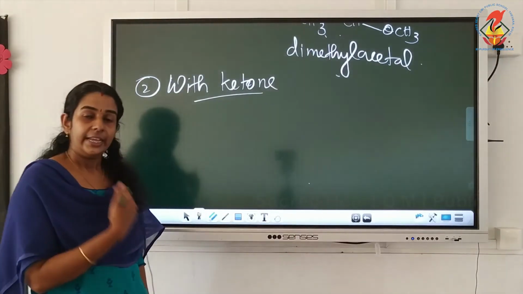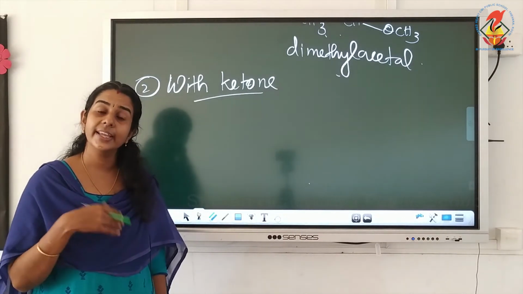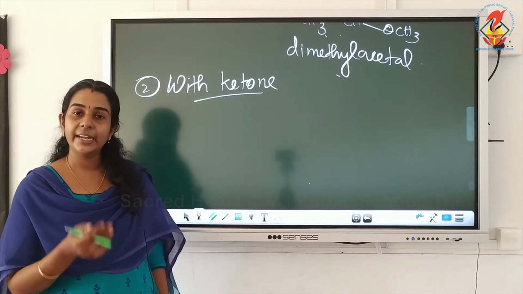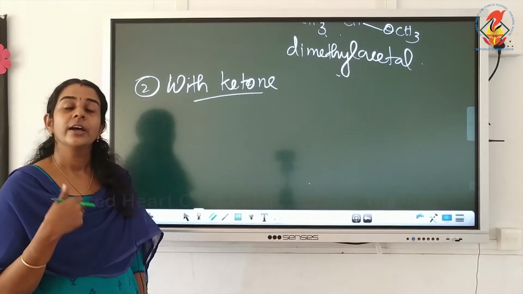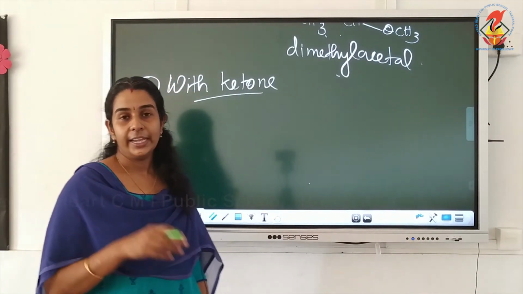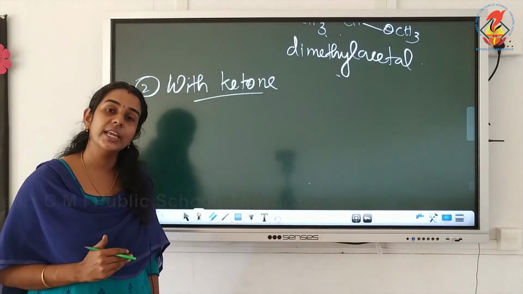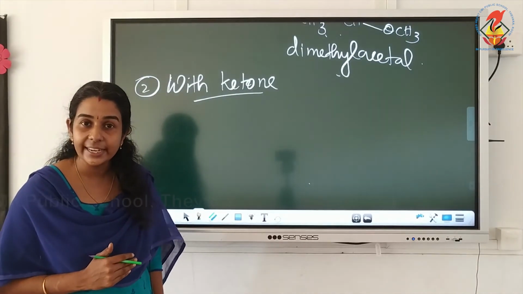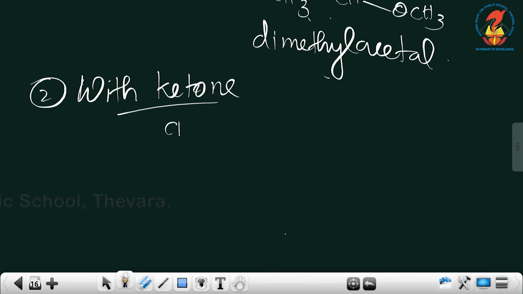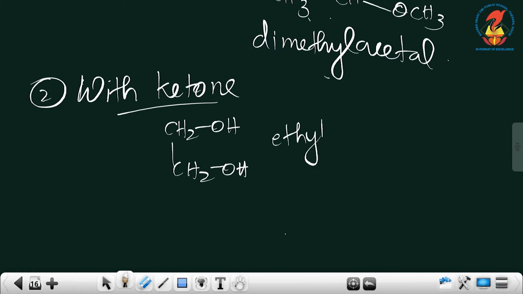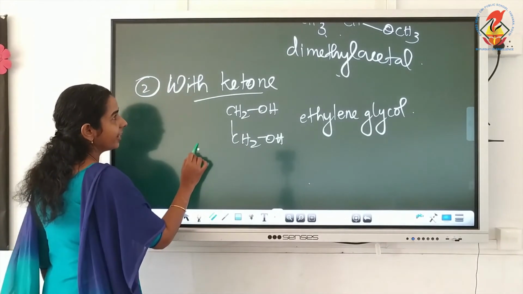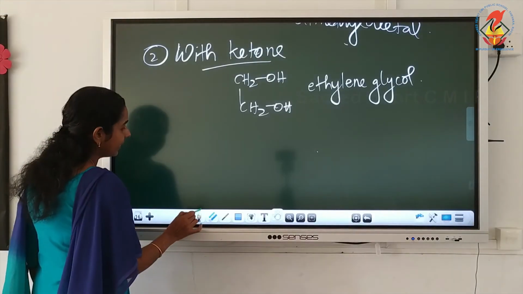Reaction with ketone. In the case of aldehyde, any aldehyde can react with any alcohol. But when we study the reaction of ketones with alcohol, in your syllabus you have only the alcohol as ethylene glycol. Ethylene glycol formula is CH2OH, CH2OH. What is the name? Ethylene glycol. Okay. Now, what is the reaction of a ketone with ethylene glycol?